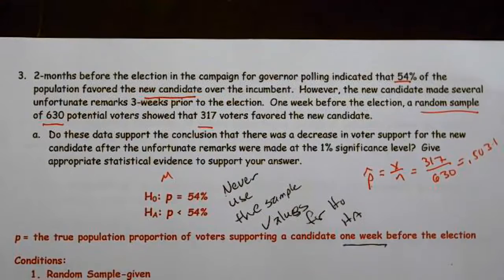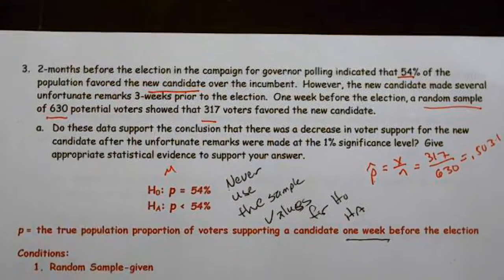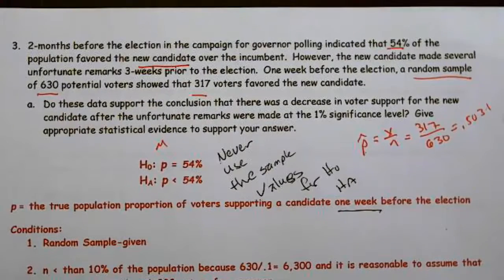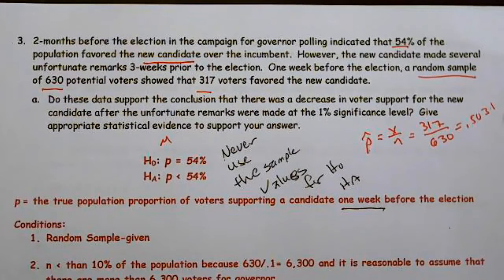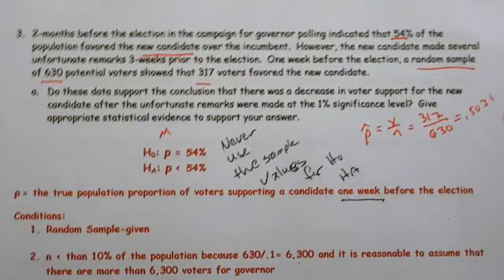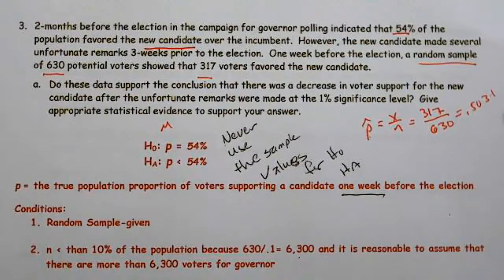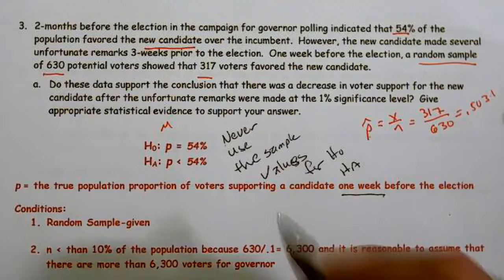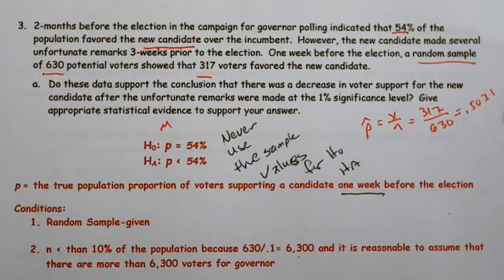Conditions: they told us it was a random sample and that was given, that was good of them. We need to check the 10% population condition, and 630 divided by 0.1 is 6,300. Even in a small state, I'm sure it's reasonable to assume there are more than 6,300 voters. That'd be true for Wyoming, our least populous state. So you go ahead and note that Wyoming is our least populous state.